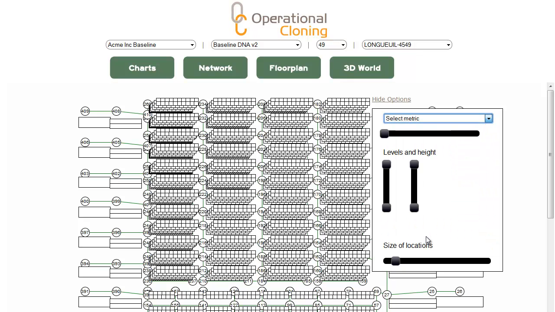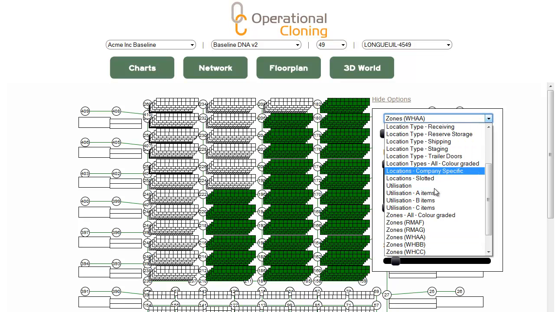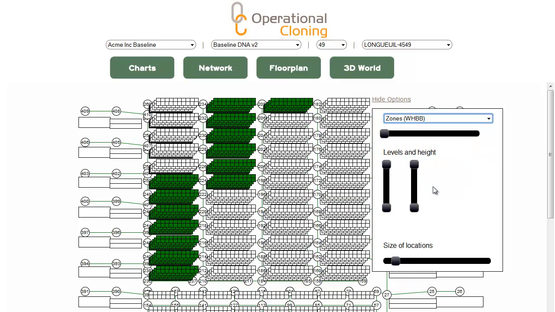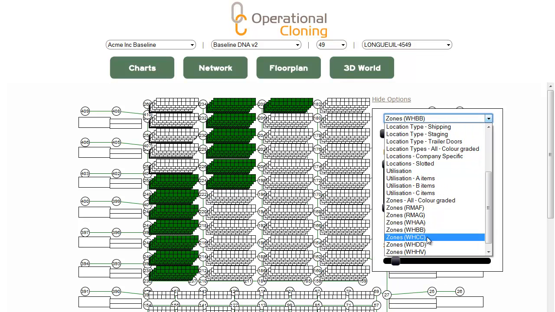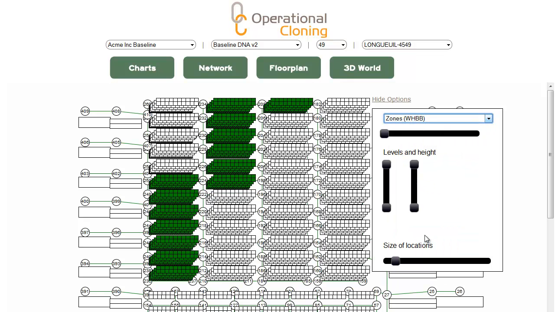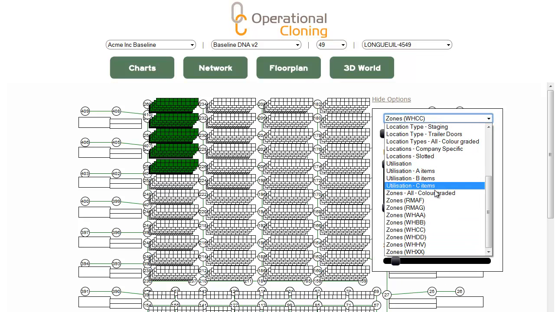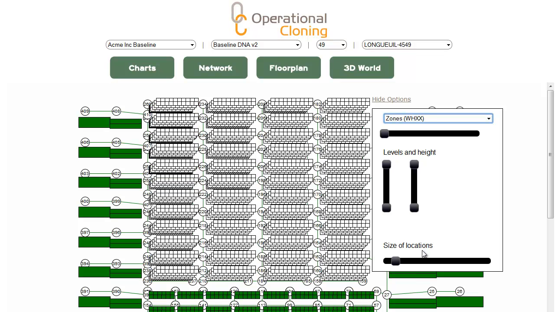These are WHAA, associated with pick-faced and fast movers, WHBB, associated with intermediate and velocity class B movers, WHCC, associated with intermediate and velocity class C movers, WHDD, associated with bulk and slow movers, and WHXX, which are locations not racked.